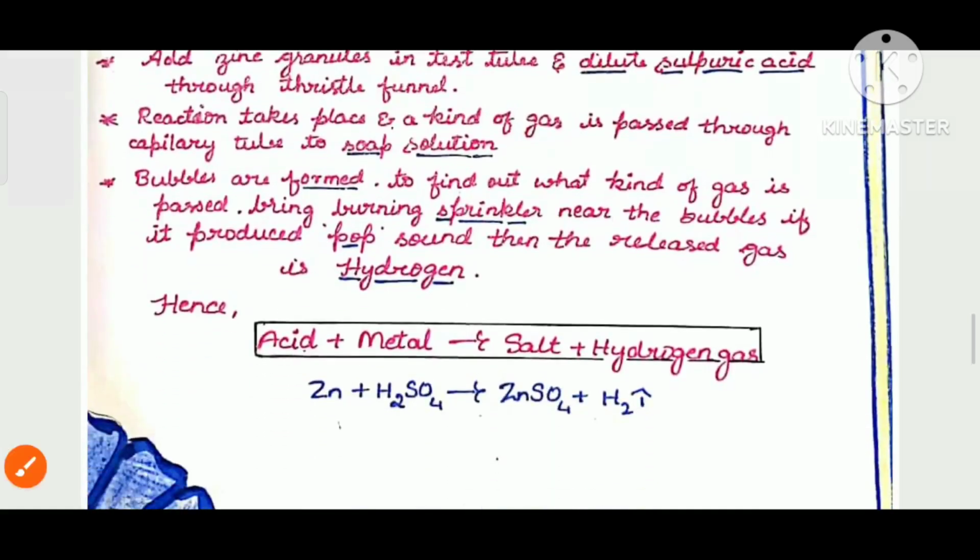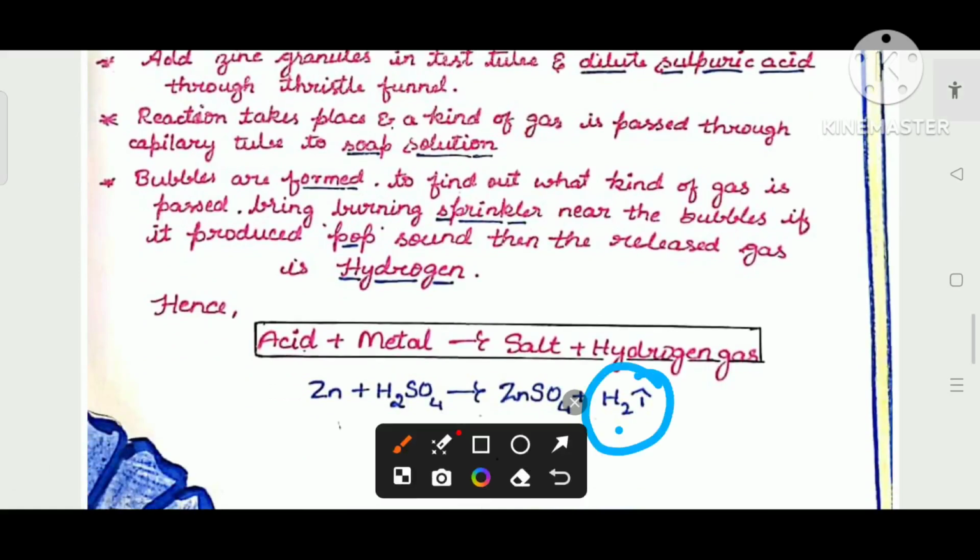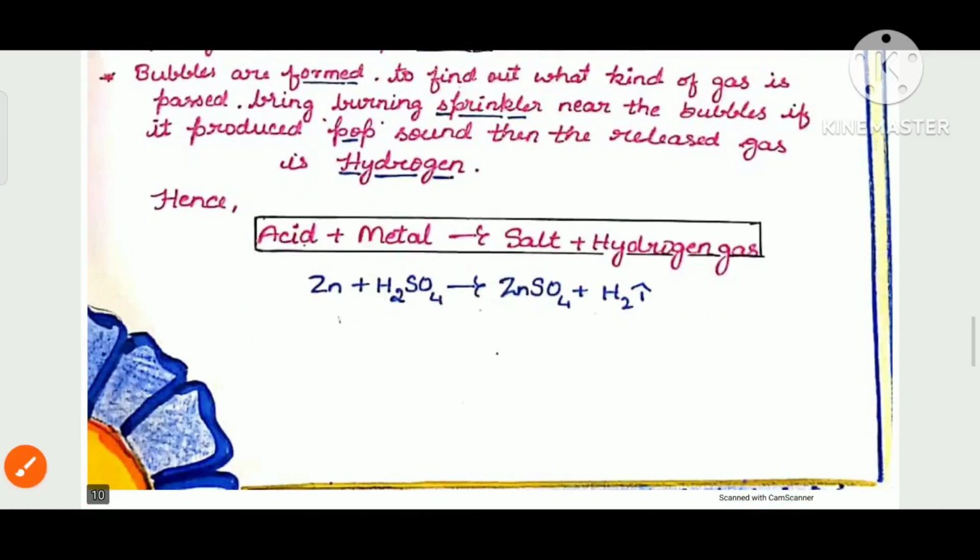The output gas is nothing but hydrogen gas. And how do you test that hydrogen gas? A question regarding this will come here. Bubbles are formed; to find out what kind of gas is passed, bring a burning splinter nearer to the bubble. If it produces a pop sound, then the released gas is hydrogen. The pop sound concept you need to remember. Okay, so just this one point you remember for the sake of examination, and which gases are liberated, that you remember.